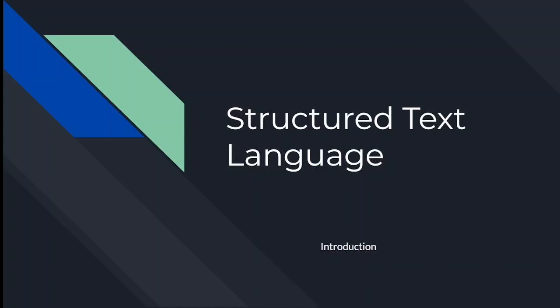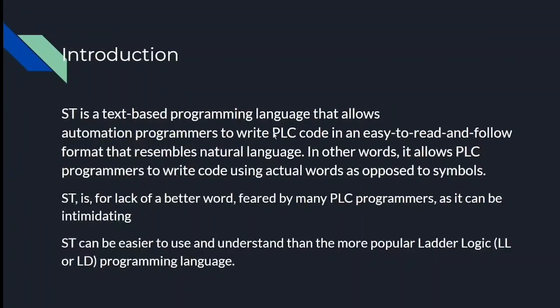Right, so let's start. ST is a text-based programming language. What it means is that when we write programs we use text, like ladder logic, where we use symbols. ST allows PLC programmers to write code using actual words as opposed to symbols. ST is, for lack of a better word, feared by many PLC programmers.